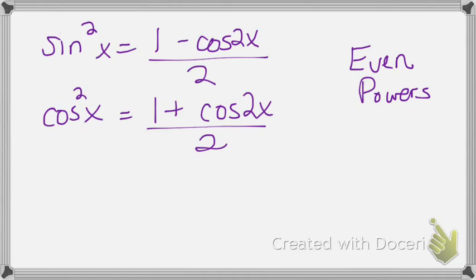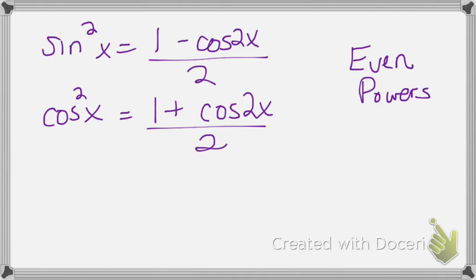With sine squared, there's a minus on cosine. With cosine squared, there's a plus on cosine. They're just formulas to know. Like I said, I tried to figure out a way without having to make you know these, but I couldn't figure it out with powers other than 2.